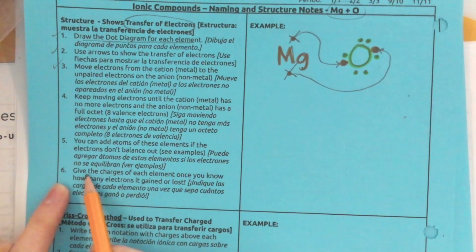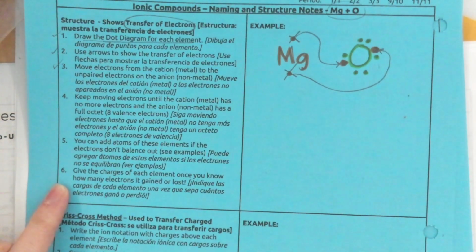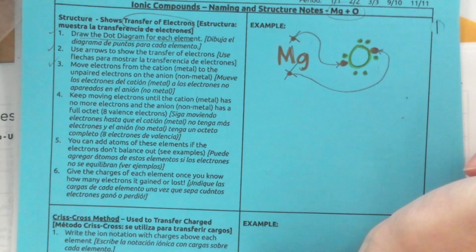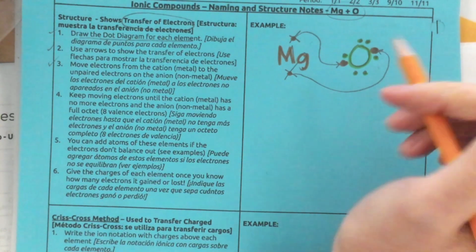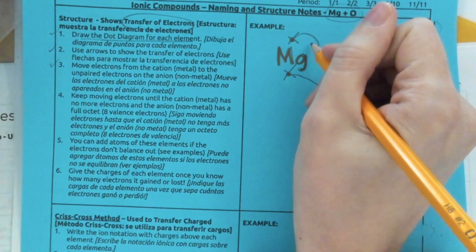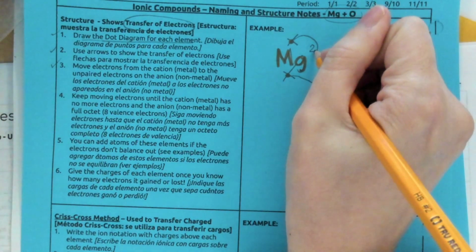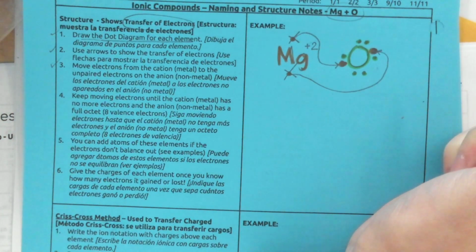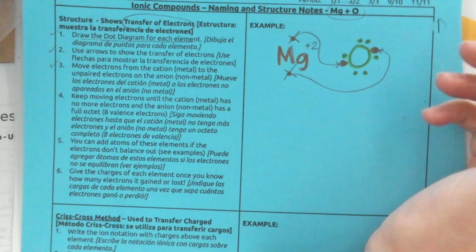Last step is you're going to give the charges of each element. You're going to write next to the element in the charge corner, which is the upper right corner in the exponent position, what the charge of that substance is. So magnesium lost 2 electrons. So it's going to have this charge size is 2, and we lost negative charges, right? And so that gives us a +2 charge.